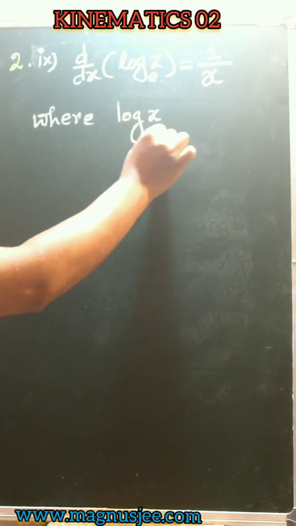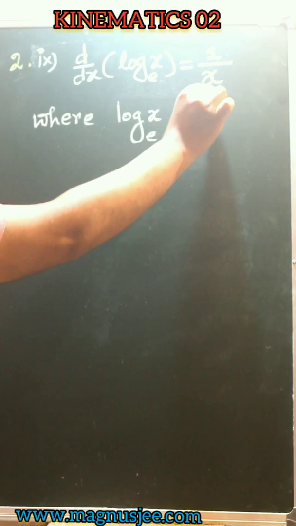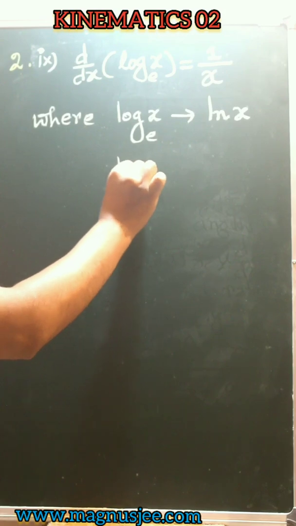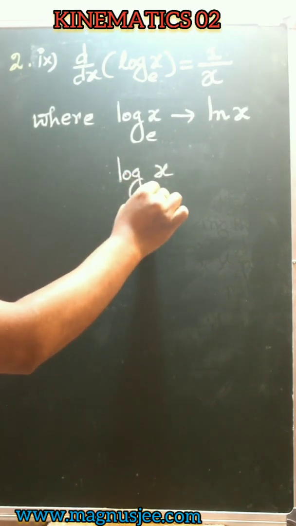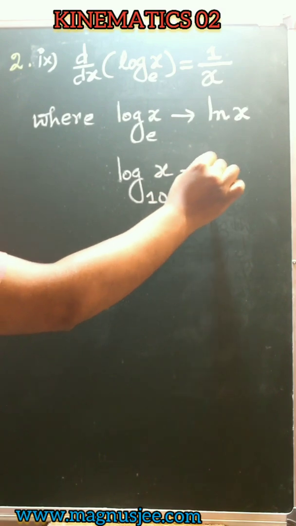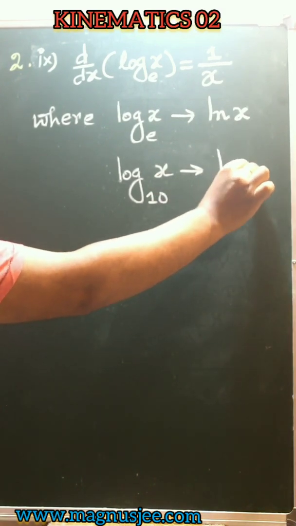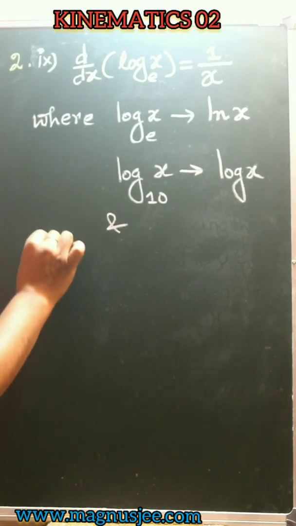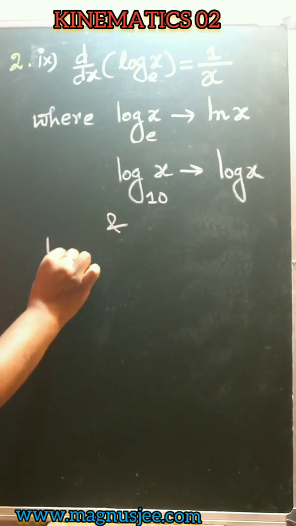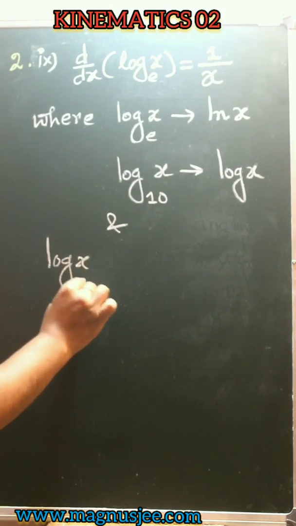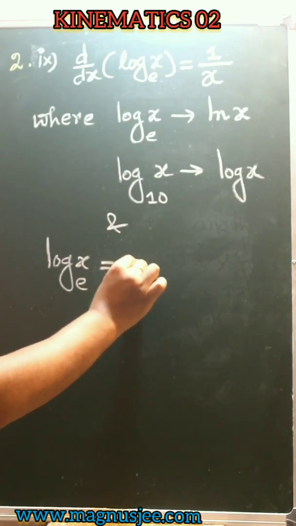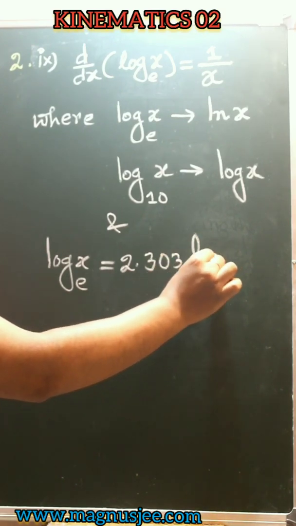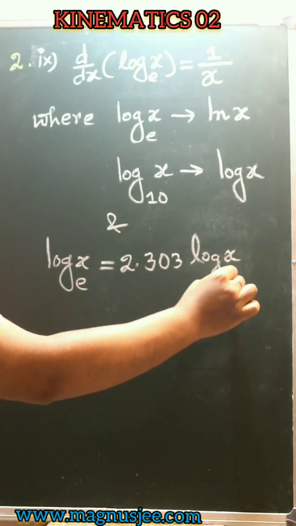Log x base e is denoted by ln x in a scientific calculator, and log x base 10 is denoted by log x only in a scientific calculator. And what is the relation between log x base e and log x base 10? Log x base e is equal to 2.303 log x base 10.